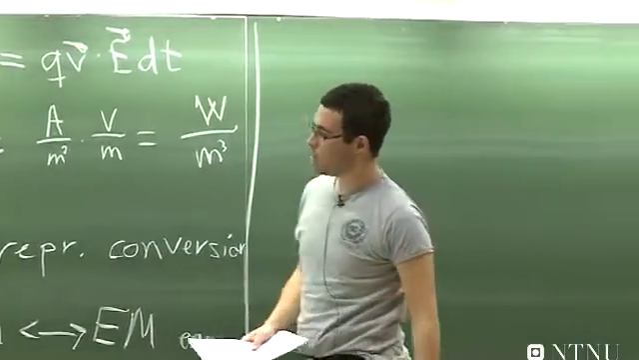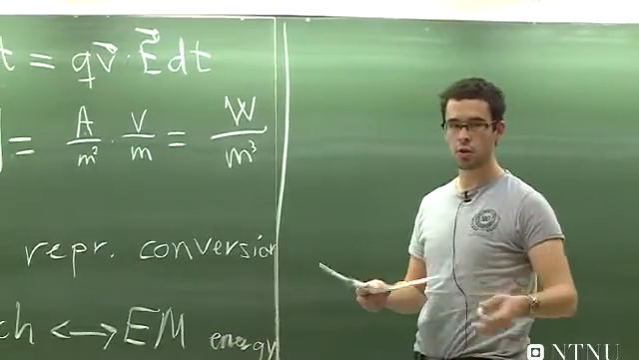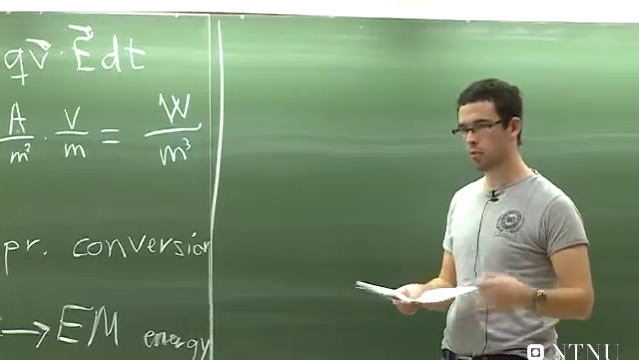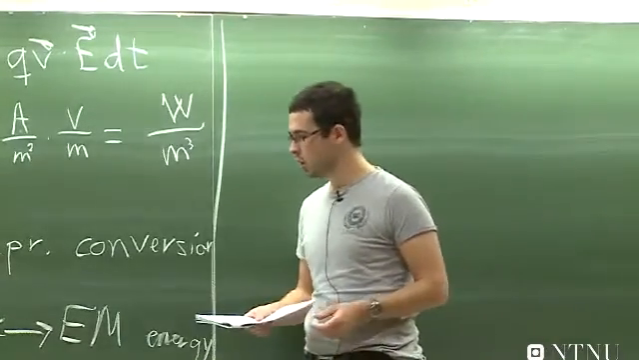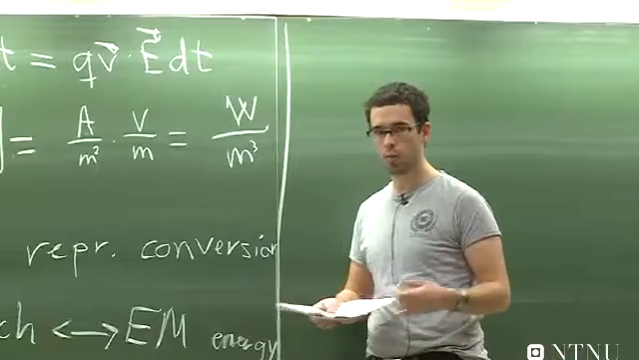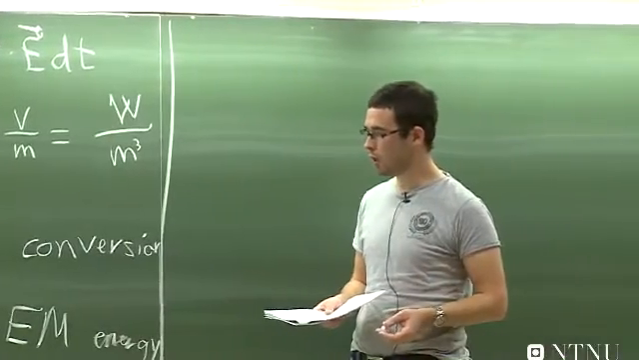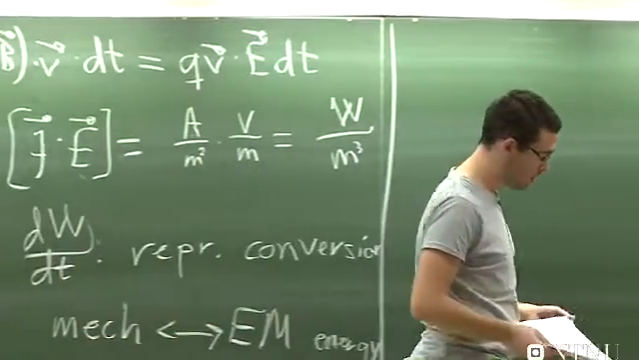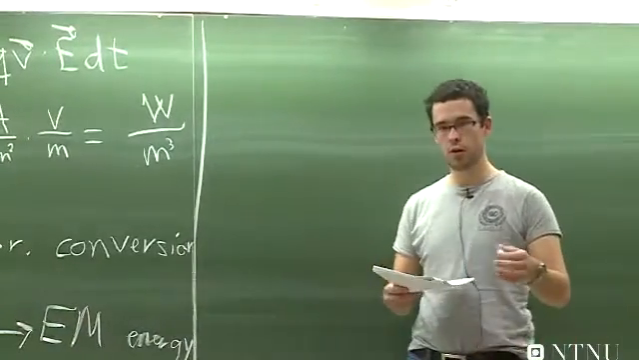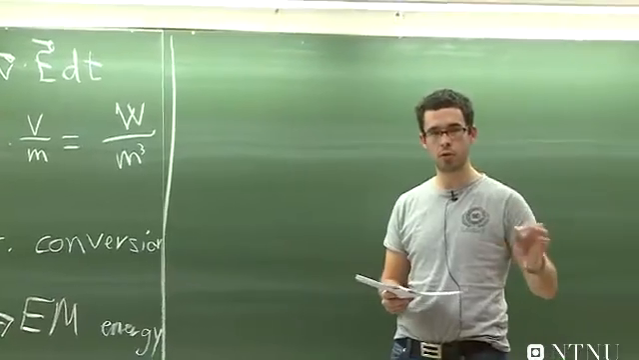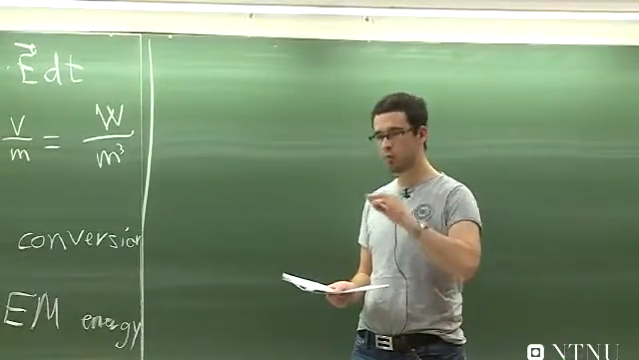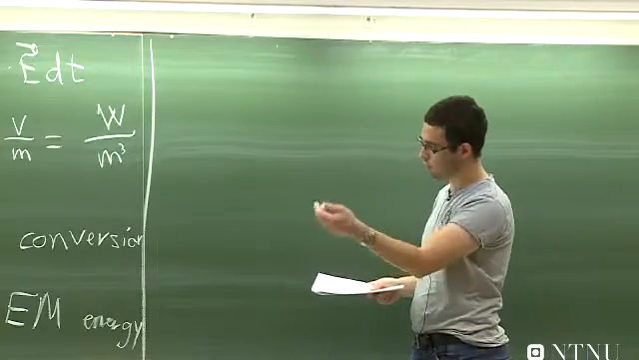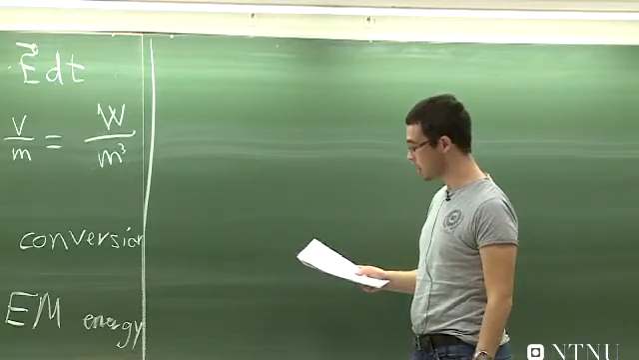Now I'm going to start manipulating this expression to get an expression containing only the fields. I'll get rid of the current and try to get only electrical and magnetic fields in there, because the currents are mechanical objects, right, moving around. So I'll try to convert the expression into fields, meaning it's purely electromagnetic energy, so as to compare the mechanical and the electromagnetic energies.